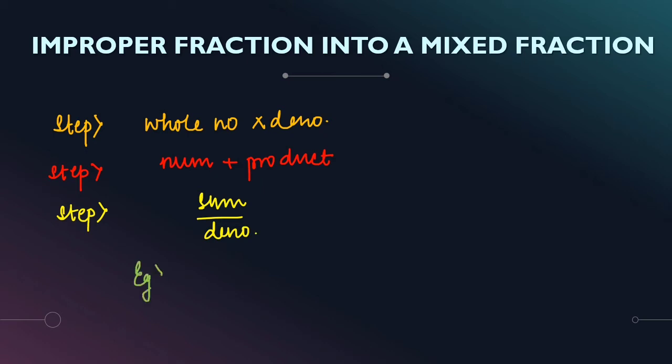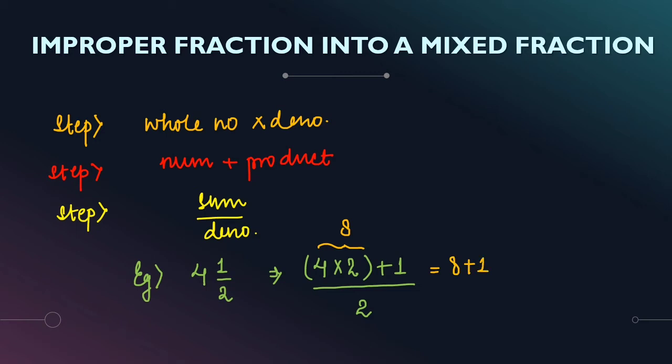Let us take a mixed fraction 4 whole 1 by 2. So firstly, we will multiply 4 by 2. Then add 1 in it and write 2 as the denominator. Now 4 multiplied by 2 is equal to 8. So it will be 8 plus 1 by 2, that is 9 by 2. Therefore, 4 whole 1 by 2 is written as 9 by 2 as an improper fraction.